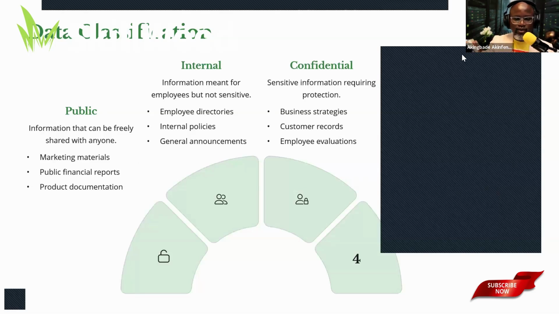All right, for now, everybody's public, internal, confidential, and restricted. Okay, can we all type that real quick?